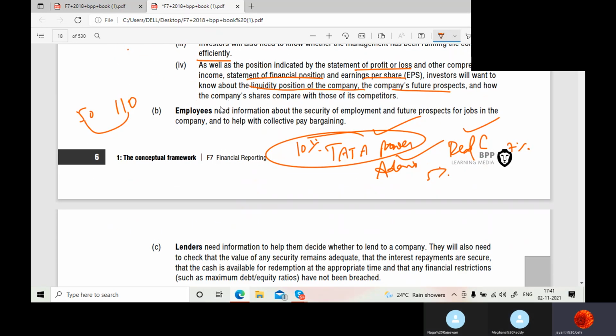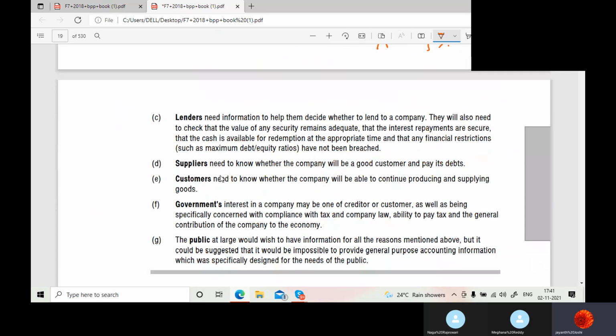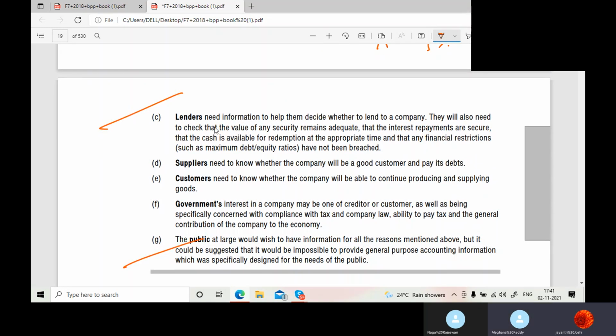Correct? Yes, sir. Employees need information about security of jobs. I have already explained this. We have already done it in brief, just a moment ago. So you can just give a reading to this. Correct. So please go to this. Everyone has something to know.